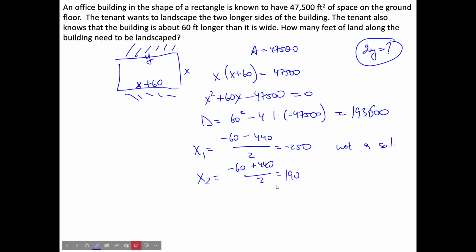So that is the solution for the equation. Now 2y equals 2 times x plus 60 equals 2 times 190 plus 60. So 190 plus 60 is 250, times 2 is 500. So that's 500 what? Feet, linear feet has to be landscaped. Okay?